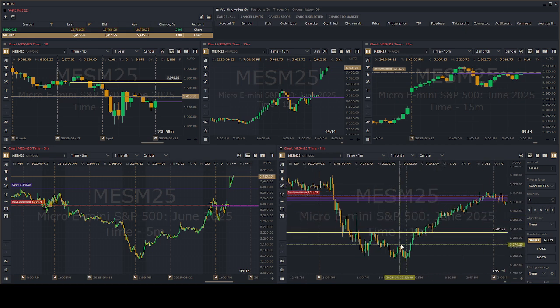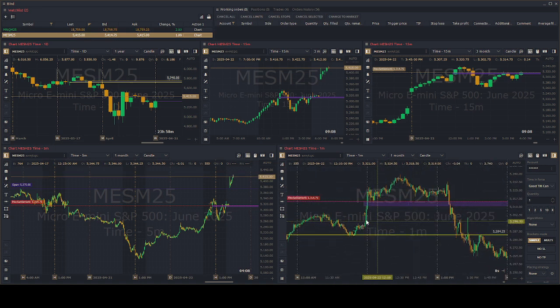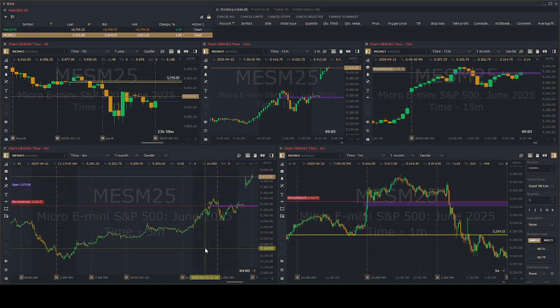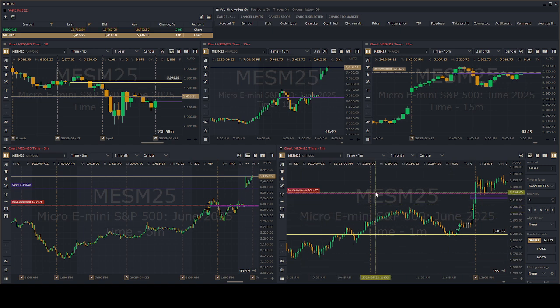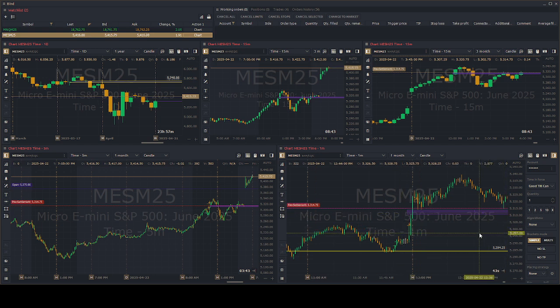Okay, so today will be the first episode in this 2022 model series, mastery series. And this is an ICT model. Today was an interesting day because we can see here that I put a trade on. And this yellow line is the open of this week, okay?